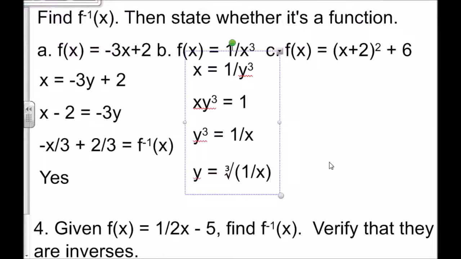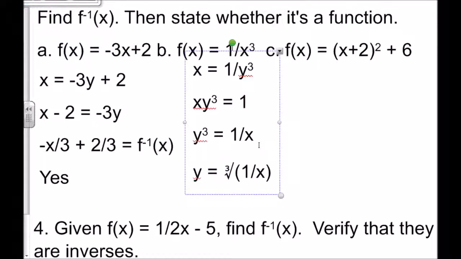Now, notice I didn't put a plus or minus here. You only put a plus or minus here when it's an even root. Since this is an odd root, I don't need to do it. If x is negative, this will be negative. If x is positive, this will be positive. So we've got y equals the cube root of 1 over x. Cube roots, odd roots, are functions.